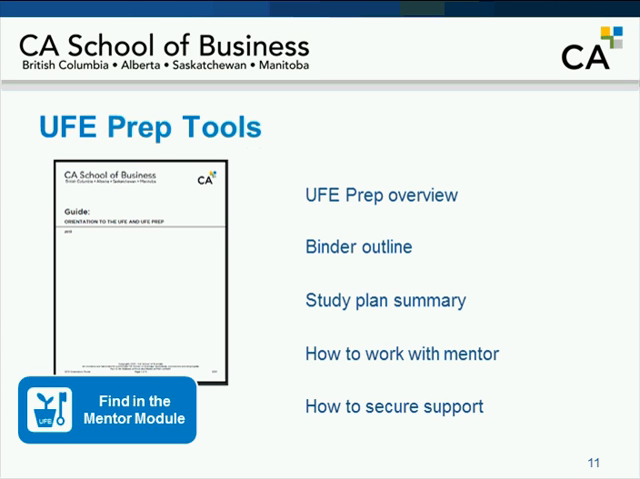So we have the orientation guide, and that pretty much summarizes what students need to do in order to prepare for the UFE. And so the guide provides an overview of the 3 UFE Prep program components that we just discussed. It also provides an outline of the binder, and it provides a summary of our sample study plan. It provides tips on selecting and working with a mentor, and also guidance on securing some additional support from any colleagues, friends, and family.